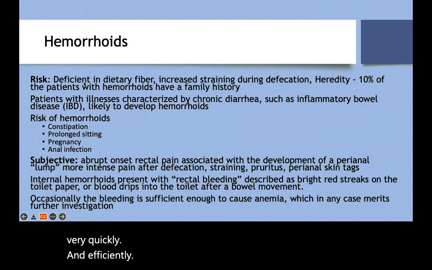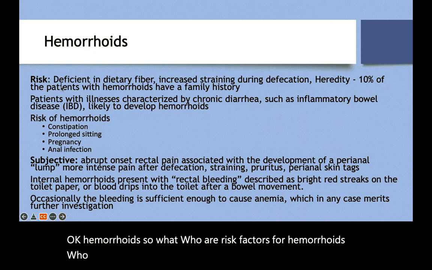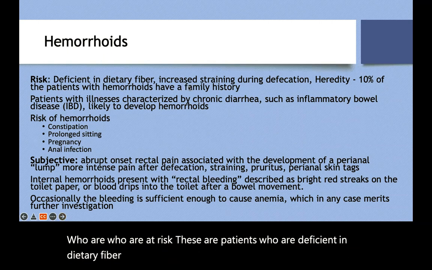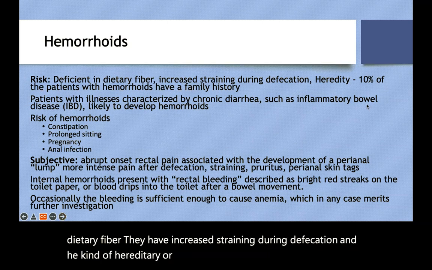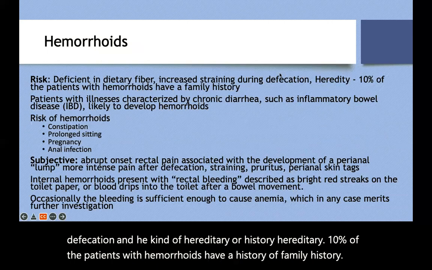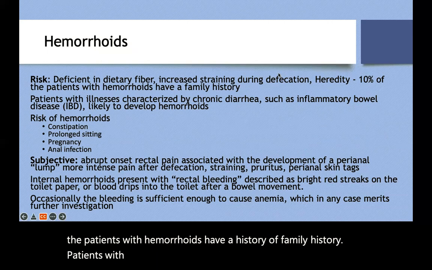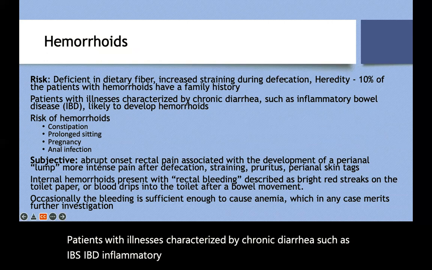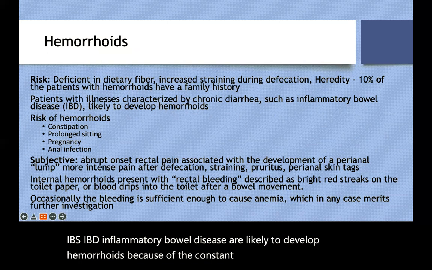Okay, hemorrhoids. So what are our risk factors for hemorrhoids? Who is at risk? These are patients who are deficient in dietary fiber. They have increased straining during defecation. Any kind of hereditary factor, 10% of the patients with hemorrhoids have a family history. Patients with illnesses characterized by chronic diarrhea, such as IBD, inflammatory bowel disease, are likely to develop hemorrhoids because of the constant going. It really irritates that wall and can lead to hemorrhoids.